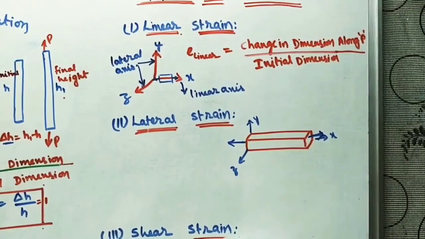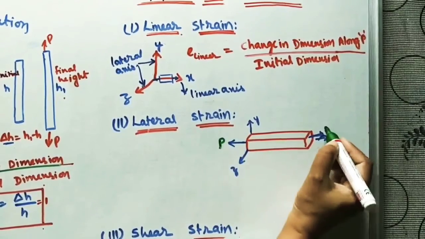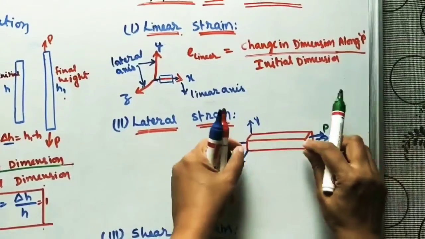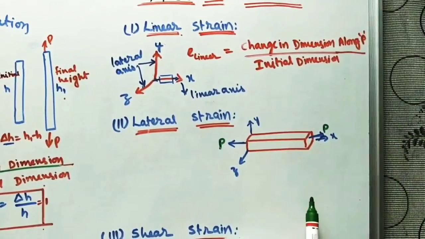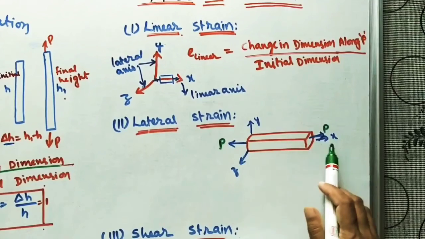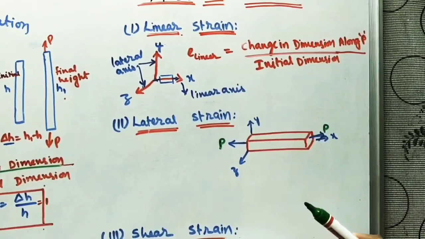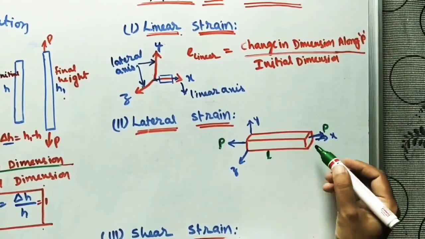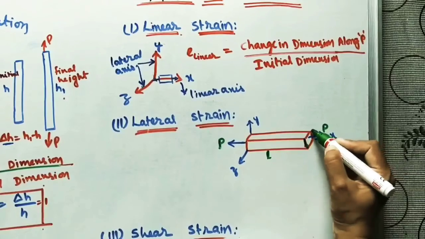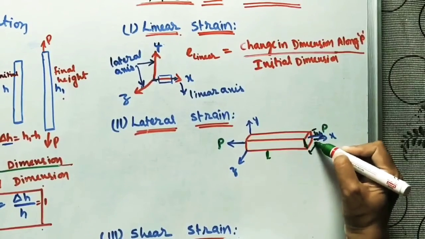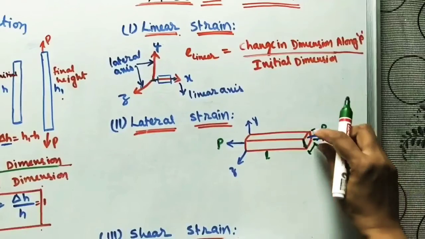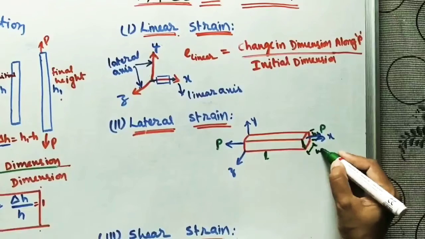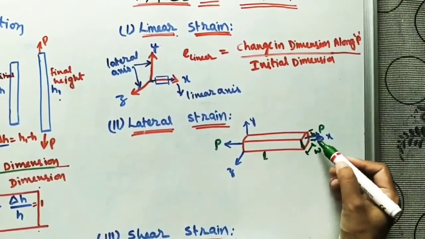If I am applying the force along the x-axis, let us take P as the force I am applying. Whatever length is there, it will enlarge; the length will change. That strain along the x-axis is, as I told you, linear strain. And what about the other dimensions? Length is increasing. What about this height and this width? If we are applying the force, this height is getting reduced, and this width is also getting reduced. The entire dimensions will change.